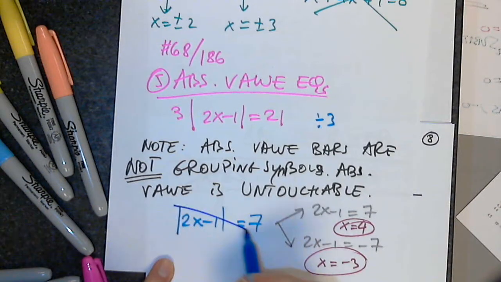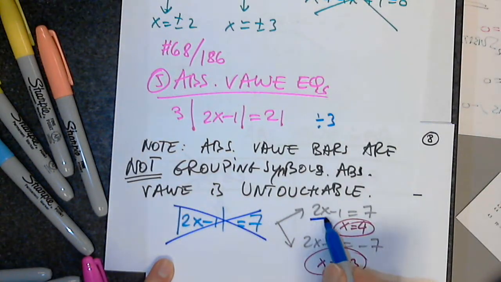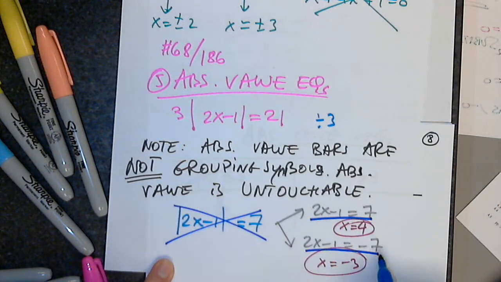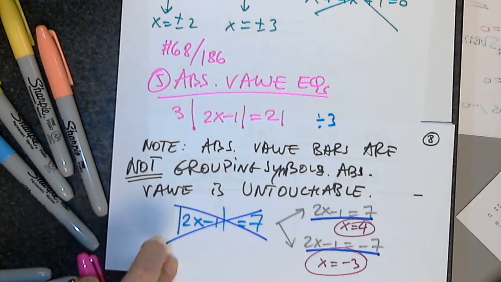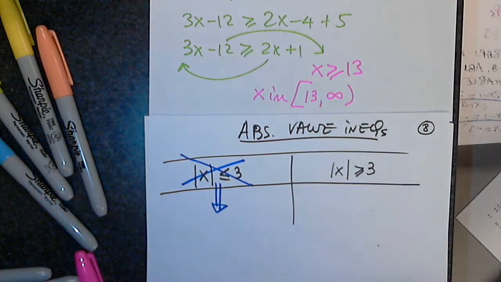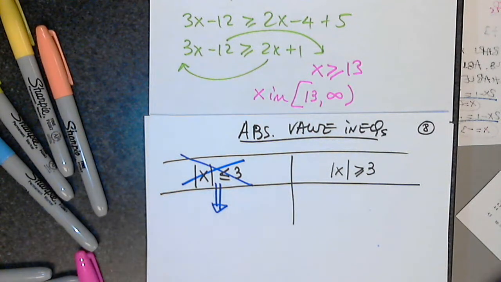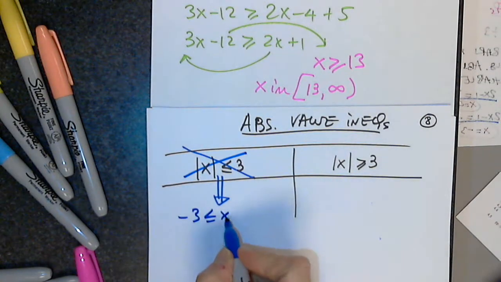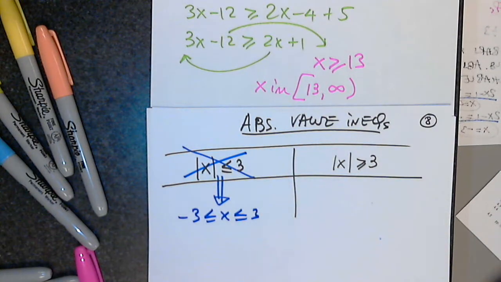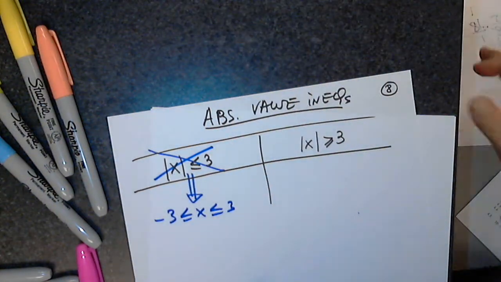How do I solve this? I don't know how to solve it. But if I am able to change it into these two, then I can solve it. But otherwise, I can't touch it. Same thing here. I don't know how to solve that. But by simply thinking, where will I find numbers whose distance from 0 is 3 or less? So then the solution is -3 less than or equal to x less than or equal to 3. Thank you, Tim.